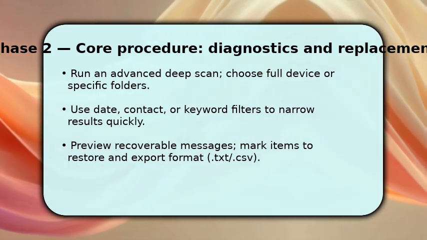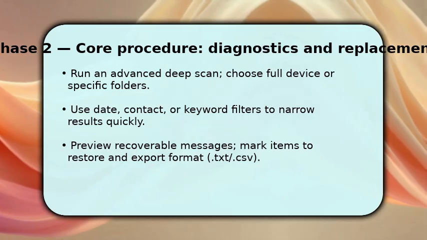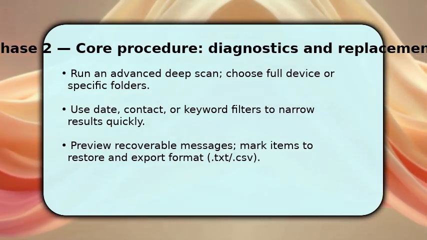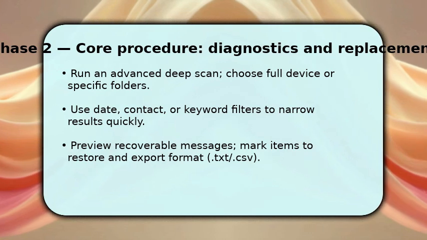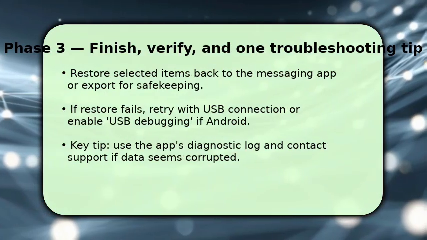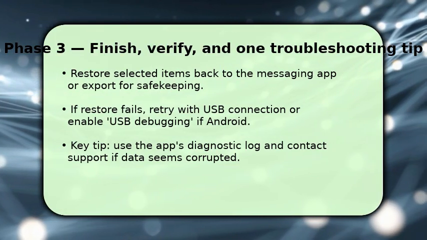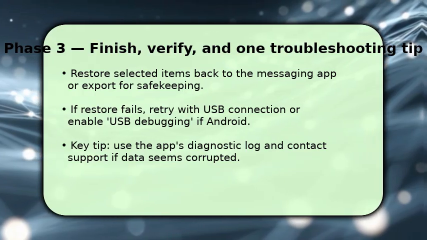Mark the messages you want to restore and choose an export format such as TXT or CSV. Make sure to export to the backup location you created earlier. You complete the process by restoring the selected messages to your messaging app or exporting them for safekeeping. Choose the option that matches your workflow.